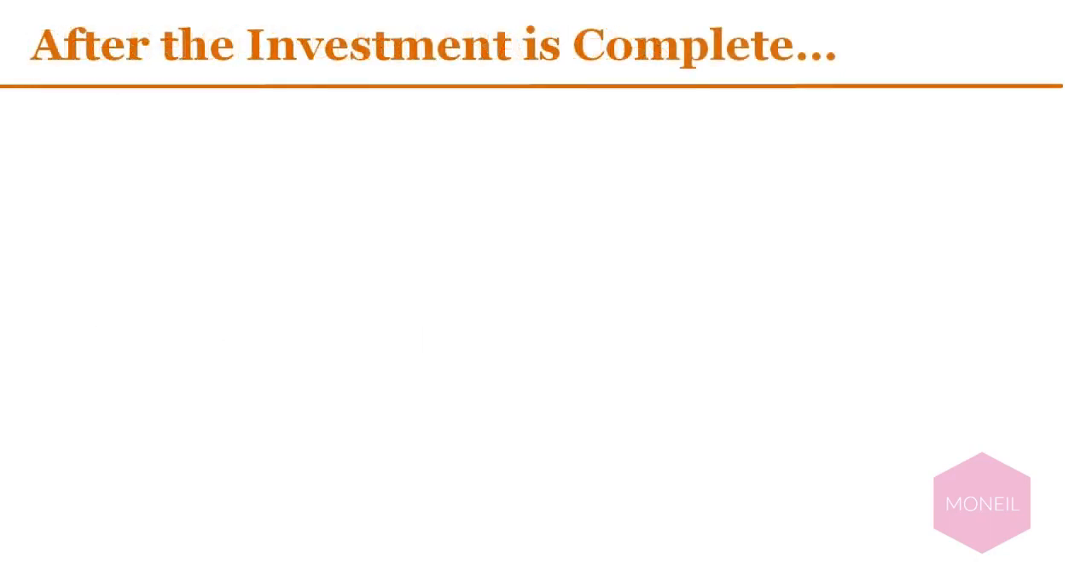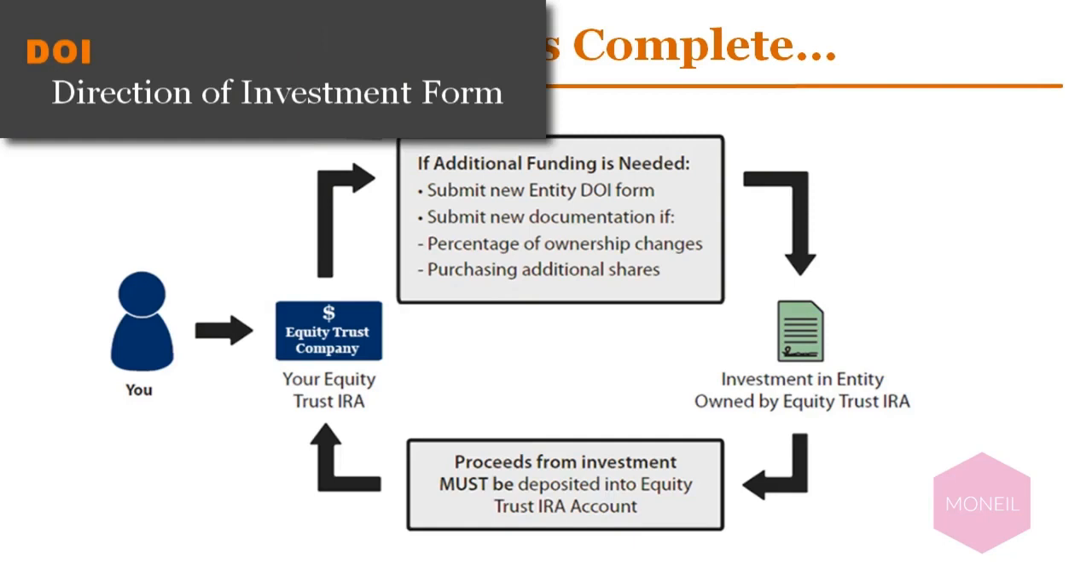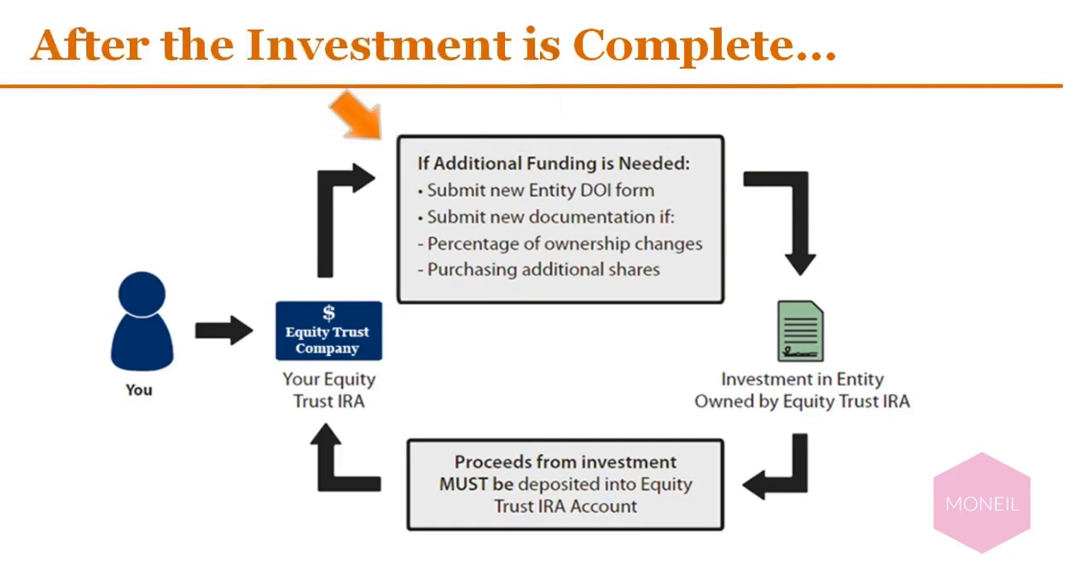Now what really happens after the investment is complete? We have to send the original papers back to the custodial IRA entity for their safekeeping. Now if this is the graph, you are here, and then your Equity Trust IRA is right there. If additional funds are needed, submit a new entity DOI. Please look into that direction of investing form. Submit new documentation. The percentage of the ownership changes if you're purchasing additional shares with additional money.